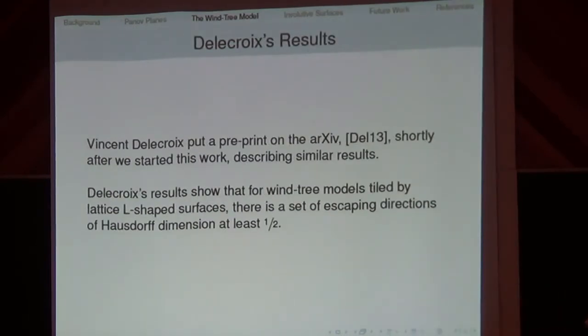Okay. So I should say that shortly after we started doing this, Vincent put up a paper on the arXiv, which has now been published in the Journal of Modern Dynamics this past year, where he also studies escaping billiard orbits in the wind tree model. And what Vincent's result says in particular is that for a certain collection of parameters, the set of escaping directions has Hausdorff dimension at least 1/2. So there are lots of escaping directions.